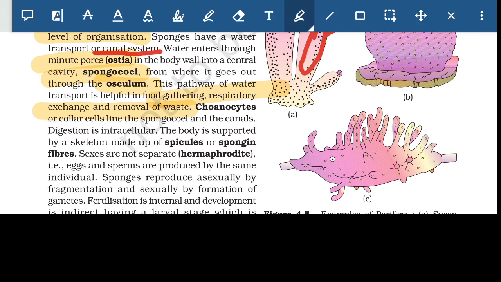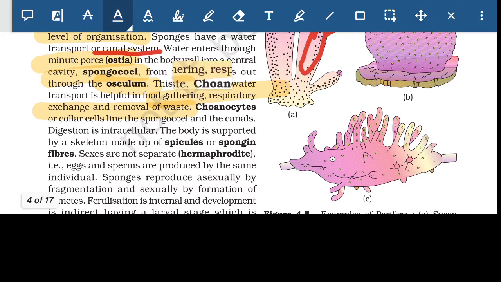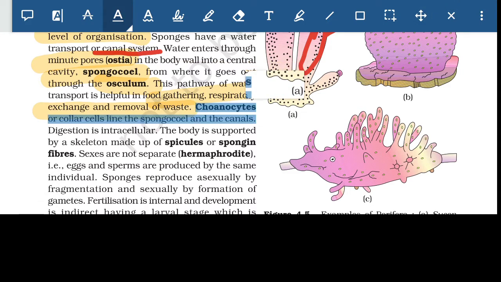Choanocytes, or collar cells, line the spongocoel and the canals. Okay, so they are lining the spongocoel and the canals. That means we can take it as a boundary kind of thing. Not actually like a boundary, but you remember this point. Choanocytes or collar cells line the spongocoel and the canals.